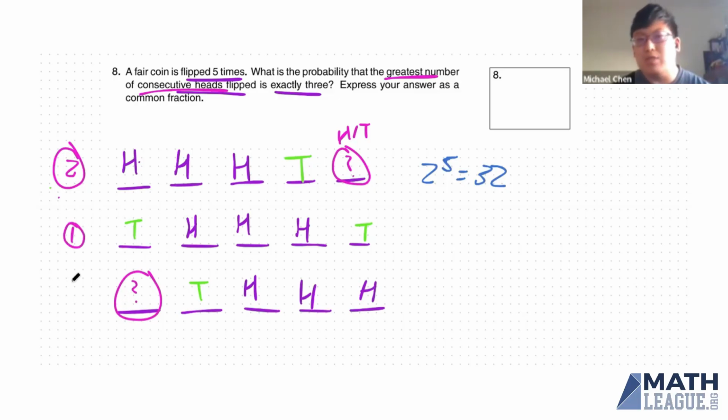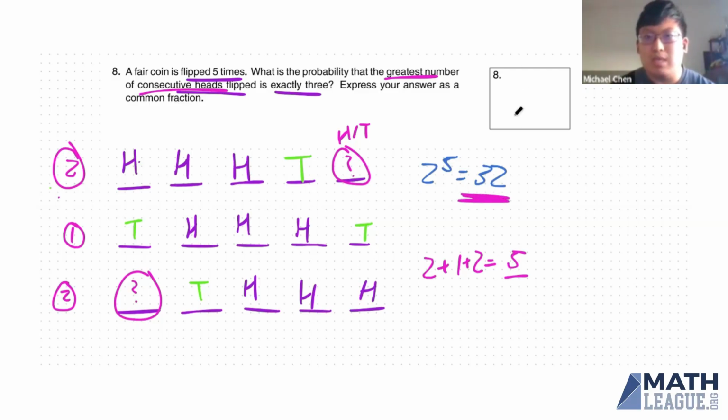And this third scenario is actually symmetric to our first one, so we also have 2 possibilities. Therefore, that gives us 2 plus 1 plus 2, or 5 possibilities out of a total of 32. So that means the desired probability is 5 over 32, since that cannot be simplified.